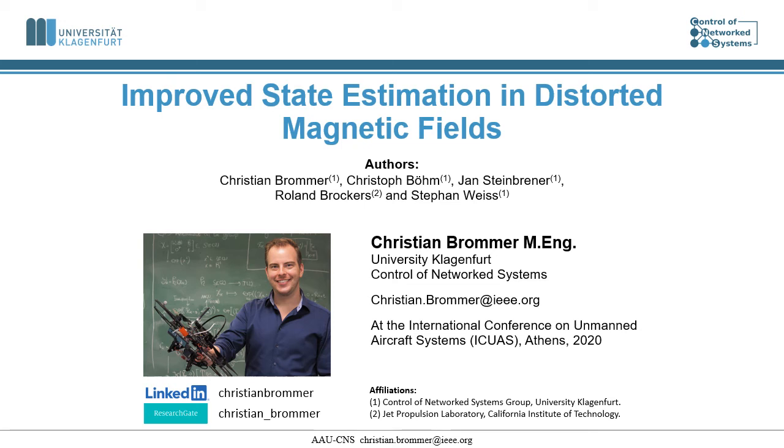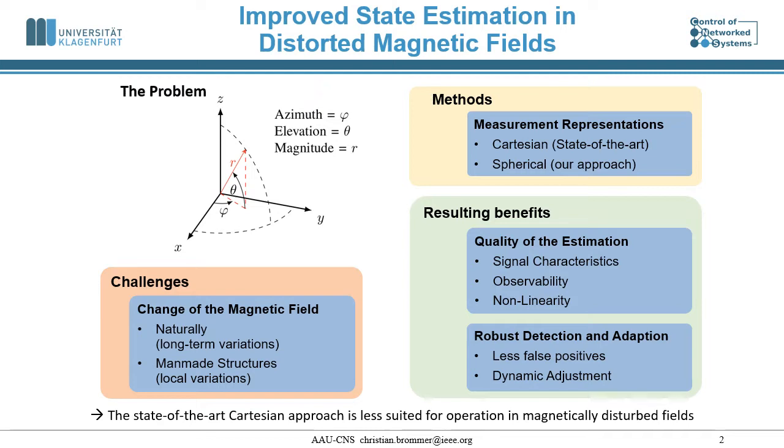I'm a PhD student at the University of Klagenfurt, and I'm presenting our work on improved state estimation in distorted magnetic fields. First, I want to talk about the problem definition and what's missing in the state of the art. Magnetometers are helpful in determining the orientation of a vehicle, but the use of this information is not always straightforward. For instance, the magnetic field of the Earth varies naturally or is caused by man-made structures. This can affect the magnetic field in direction and magnitude.